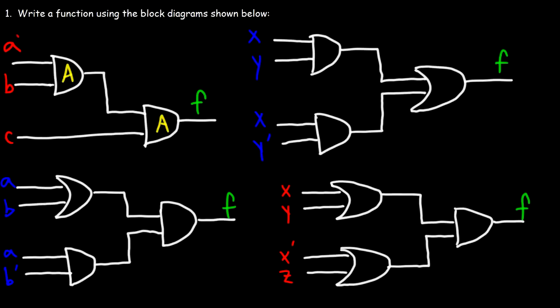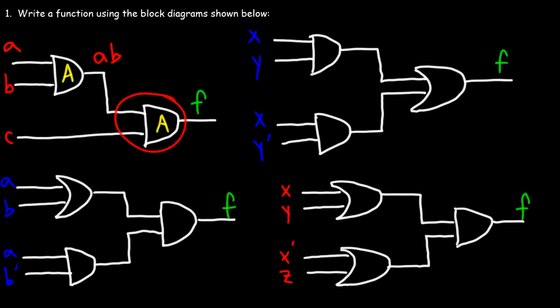Now, notice that the inputs of the first AND gate are A and B. And when dealing with an AND gate, you need to associate it with multiplication. And when dealing with an OR gate, associate it with addition. So what the AND gate is going to do is take the two inputs and basically multiply them together. So the output will be A times B.